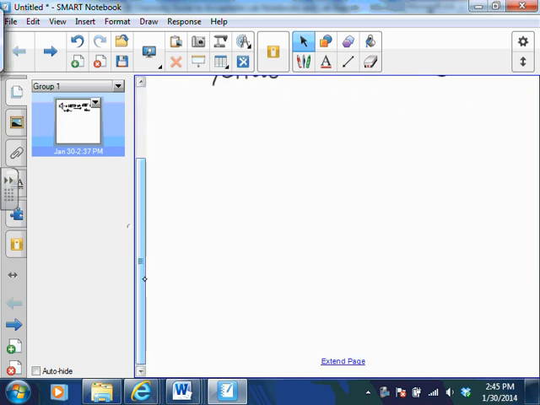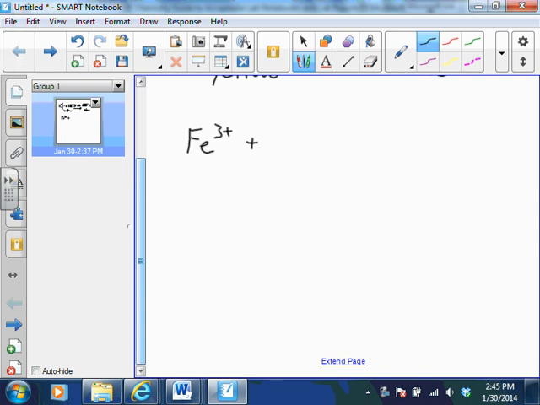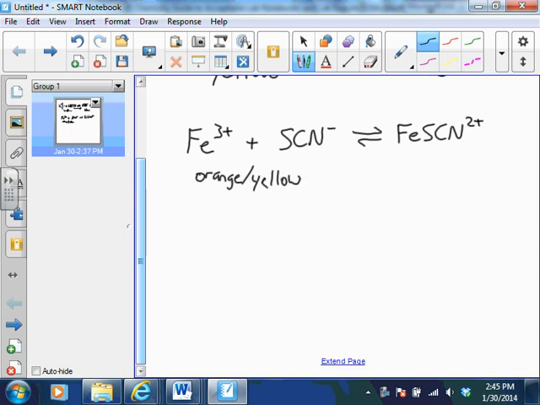So the important equilibrium that's happening here, on one side of this thing, you've got Fe3+ and SCN-. That's an equilibrium with the FeSCN2+. The Fe3+ ions are kind of like an orange, yellowish color. I don't know exactly what to call it. The FeSCN2+ ions are kind of like a blood red. Really, really deep red.